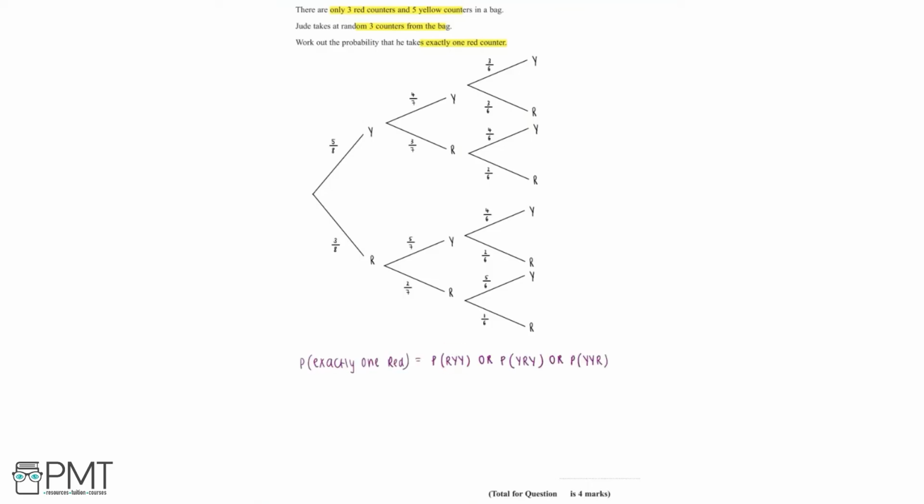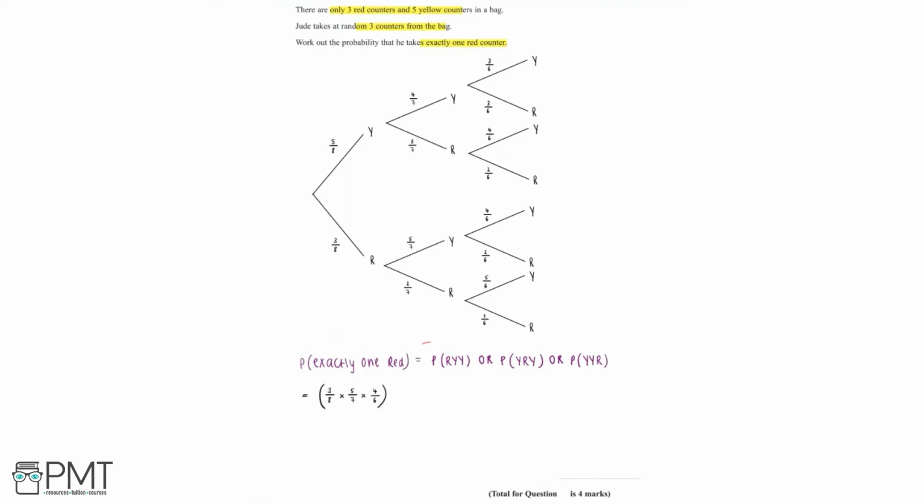We'll start with the probability of taking red, then yellow, and so we can follow the probabilities on our diagram. Red, then yellow would be 3 over 8 multiplied by 5 over 7 multiplied by 4 over 6. Now if we have an or, that means we add the probabilities together.